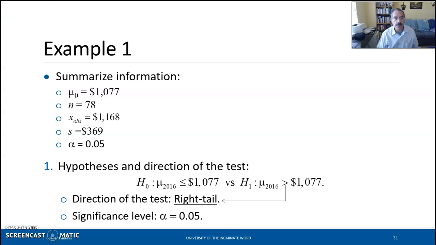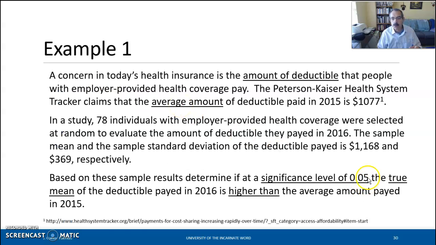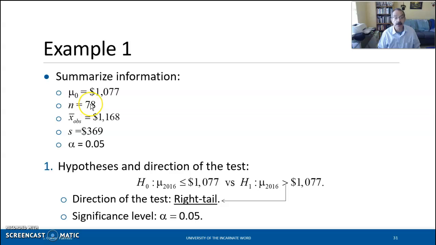In this problem, we see that the mean assumed for 2015 is 1,077. And we're going to see if the mean in 2016 is the same as in 2015. So that's referring to this quantity. The sample size is 78 people who were asked about how much deductible they pay. The mean and the standard deviation of the amount paid by those 78 people are 1,168 and $369. And of course, the significance level is 0.05.